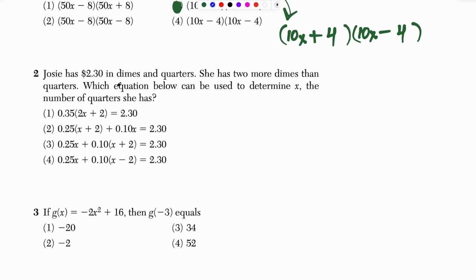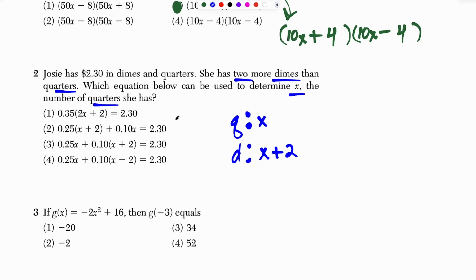Question 2, Josie has $2.30 in dimes and quarters. She has 2 more dimes than quarters. Which equation can be used to determine x, the number of quarters she has? So for questions like this, sometimes I have to reread these more than once. And I look at this and I say, okay, x is the number of quarters. So quarters, I'm just going to say over here is x. And then they tell us over here that she has 2 more dimes than quarters. So if she has x quarters and she has 2 more dimes than quarters, that would be x plus 2 dimes. And now we want to know which equation can be used to solve for x.